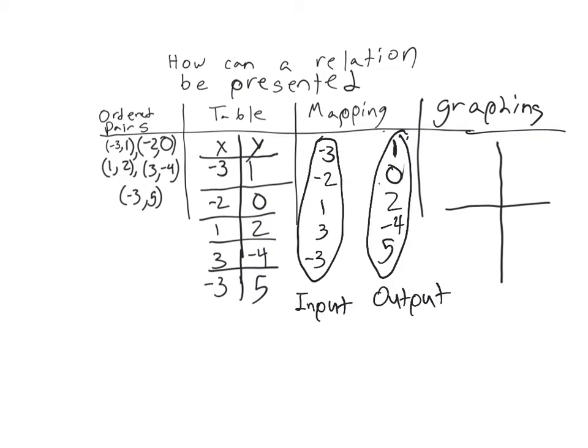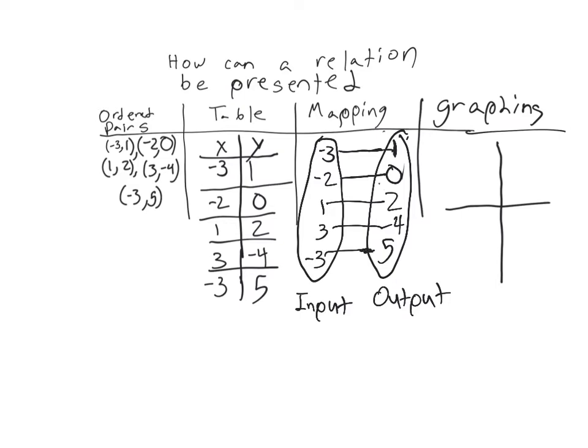Now, when I'm mapping, what I'm doing is connecting the points. So I'm saying, oh, -3 goes with 1, -2 goes with 0, 1 goes with 2, 3 goes with -4, and -3 goes with 5.